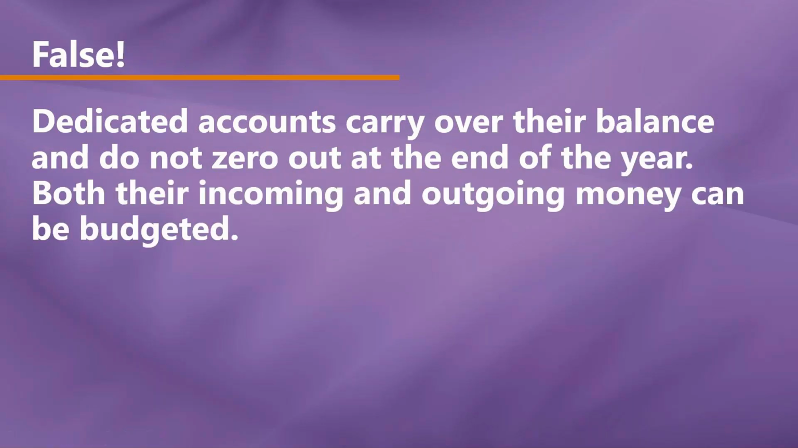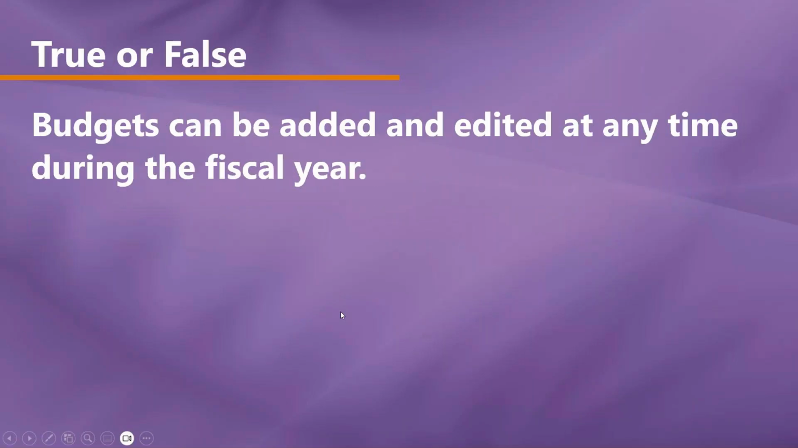And that one's also false. It was kind of tricky because we included two things in there, but the dedicated accounts, their balances carry over however many years that account exists, but you can budget them. So you can budget the incoming and outgoing money for a dedicated account, but the balances will never start over at zero unless you zero them out somehow with a journal entry or something. So we will close that poll. We will go to the next one.